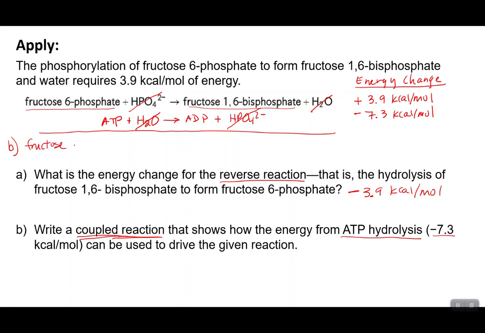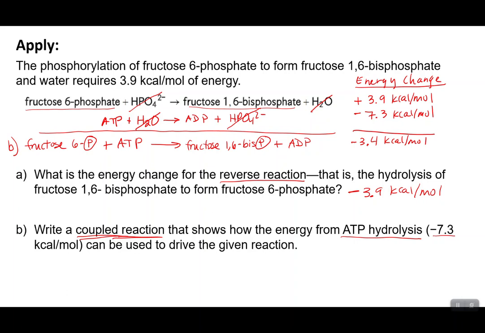So this coupled reaction is going to be fructose 6-phosphate, I'm going to write phosphate like this, plus I have ATP, the other reactants canceled, and then I'm going to have fructose 1,6 bisphosphate plus ADP, because all of the other products canceled. So what this means is that the energy change for my coupled reaction is going to be negative 7.3 plus 3.9, which is equal to 3.4 kilocalories per mole.